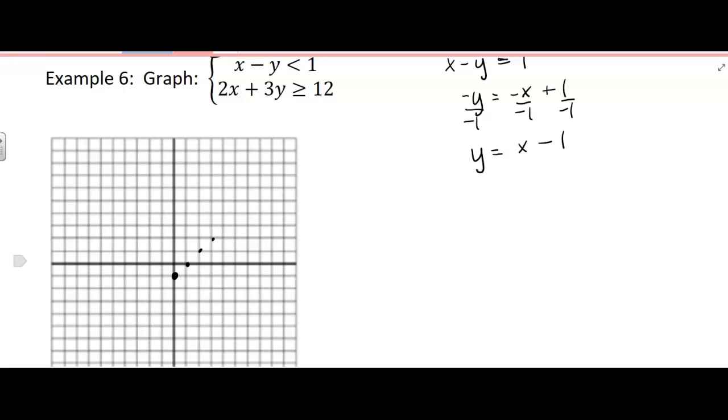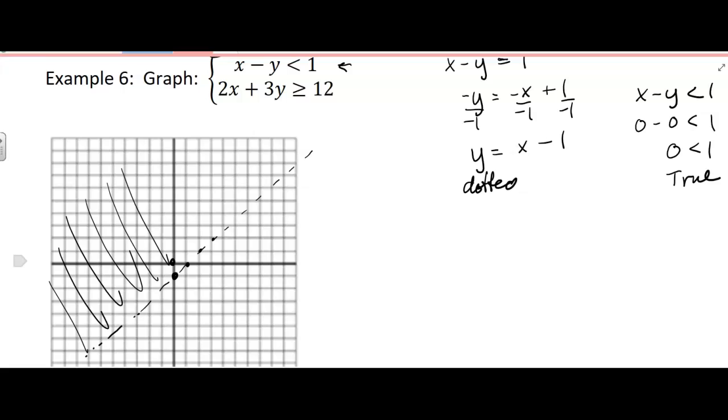Now I have to decide, is it a solid or dotted line? It's dotted. Remember, because I have the equal to part. Okay. And kind of make it take up the paper. Okay, now we're going to try the point 0, 0. So I have x minus y is less than 1. That's the original. I'm going to put in 0, 0 and see if it works. 0 is less than 1. True. So that means the 0, 0 point worked. So it's all this side over here.